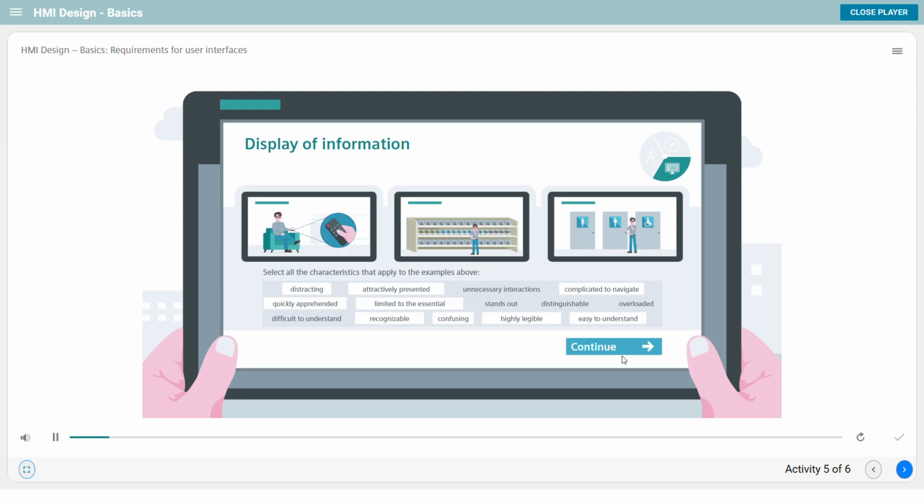When displaying information, you need to make sure that it can be quickly apprehended, that it's limited to a few unambiguous items, is distinguishable in terms of display and form, is limited to the essential, meaning users see only the information they currently need, is recognizable, meaning the same type of information is displayed in an identical way, stands out, meaning the user's eyes go immediately to the information, is highly legible, is easy to understand, meaning it needs no interpretation, and last but not least, is attractively presented, meaning using harmonious colors, shapes, objects, and structures, and taking into account contrasts and red-green deficiencies.